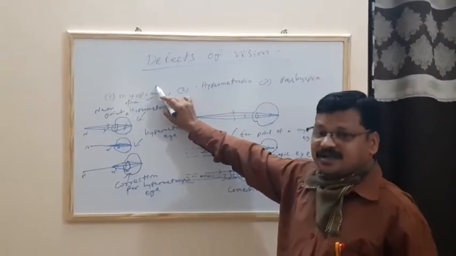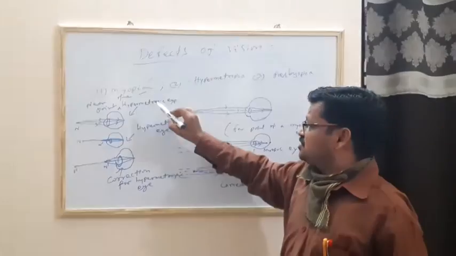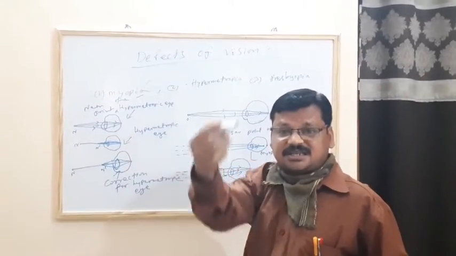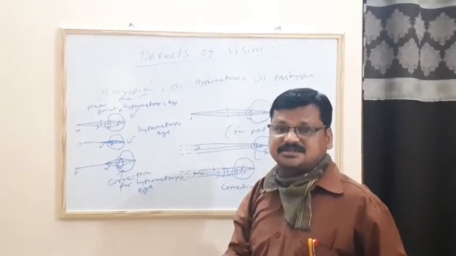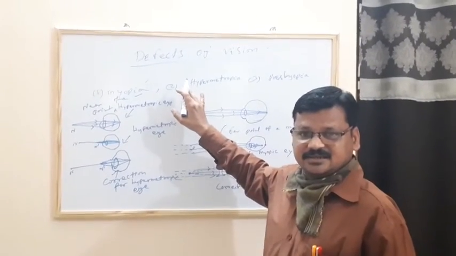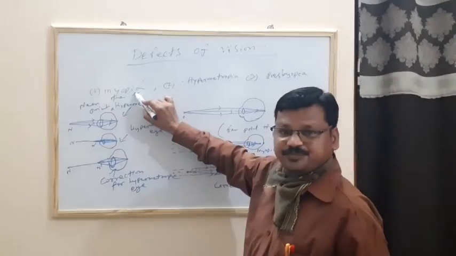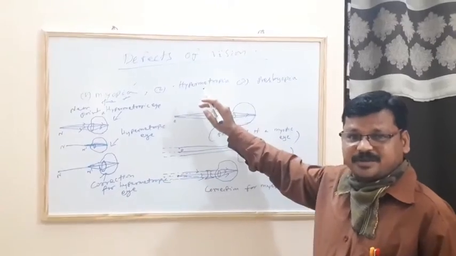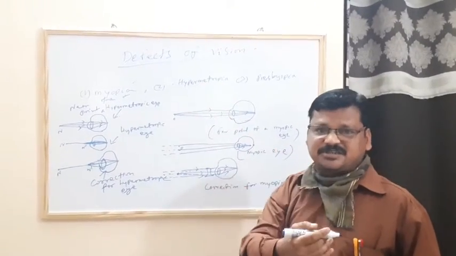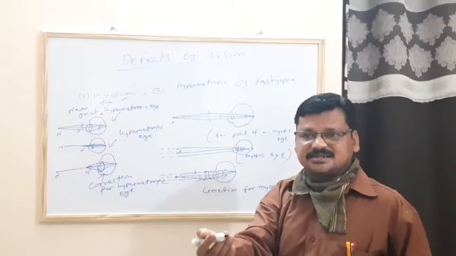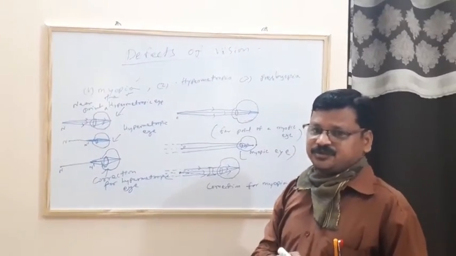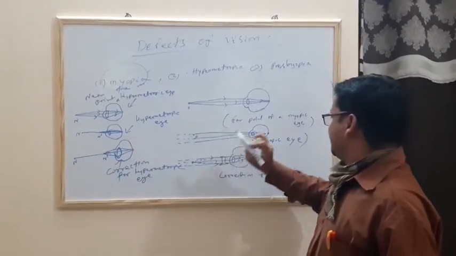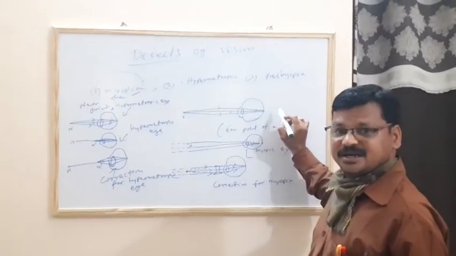So myopia, what happened? In myopia, a person cannot see the distant object clearly, though he or she can see the near object clearly. So that is called myopia. Another vision defect is hypermetropia. In hypermetropia, a person cannot see the near object clearly, but can see the distant object clearly. Myopia can be corrected by using a concave lens.